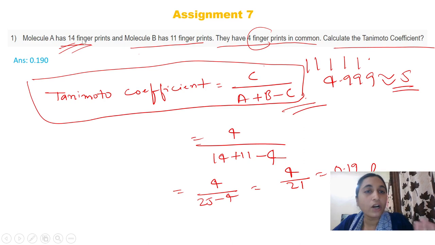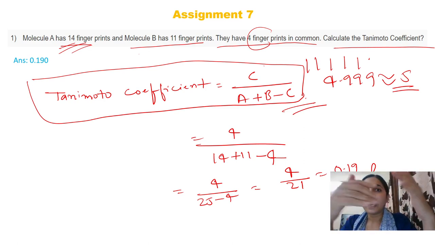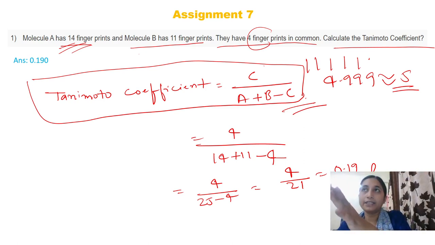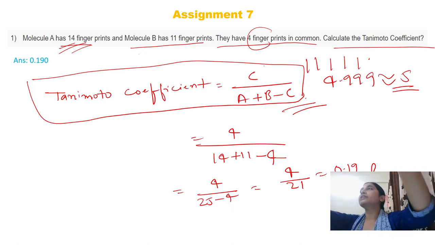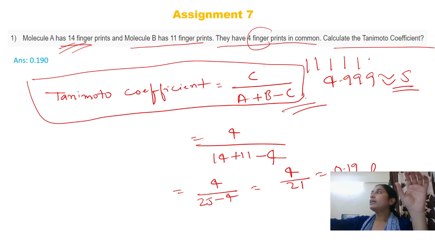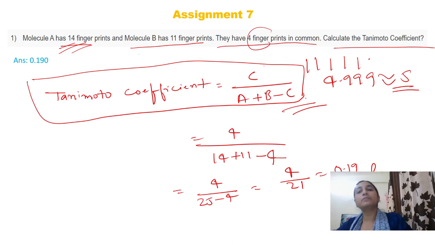Molecule A having 14 fingerprints. You can think like this: molecule A having 14 different properties, and molecule B having 11 properties, right? So they have written down this property in molecule A and this property in molecule B. On that, they are finding some properties that are similar, and that is the common one, the C.